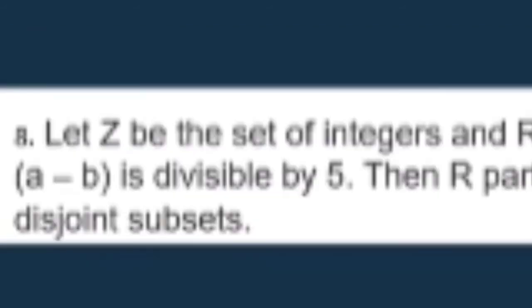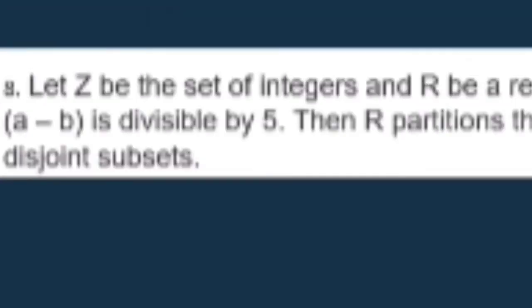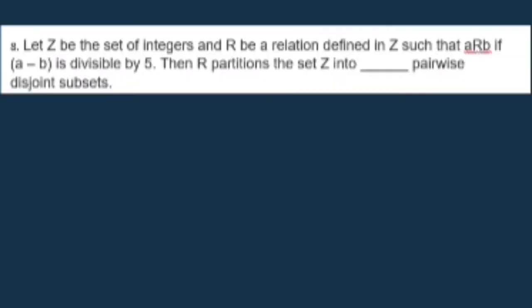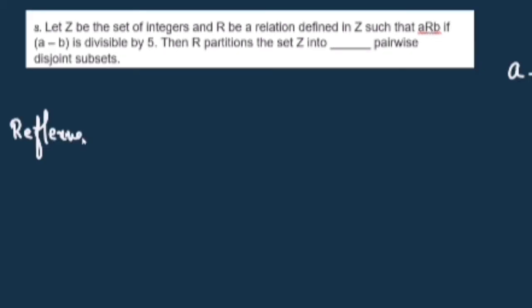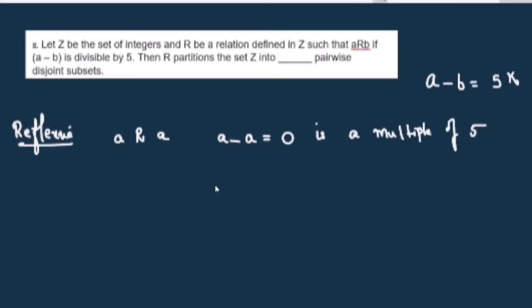Z is the set of integers and R is a relation defined in Z such that a is related to b if a minus b is divisible by 5. That means a minus b is a multiple of 5. That's what is given. Is it reflexive? a is related to a because a minus a is equal to 0, and 0 is a multiple of 5. So it is reflexive. It is symmetric also.